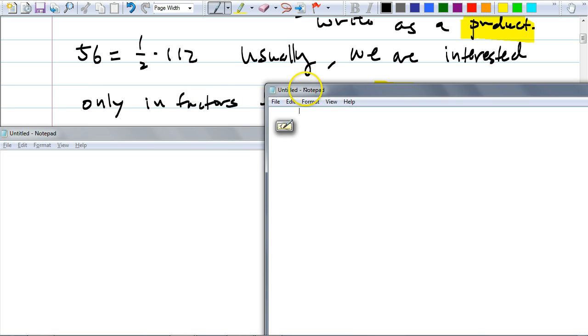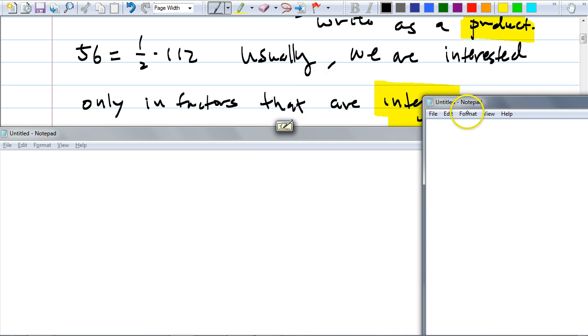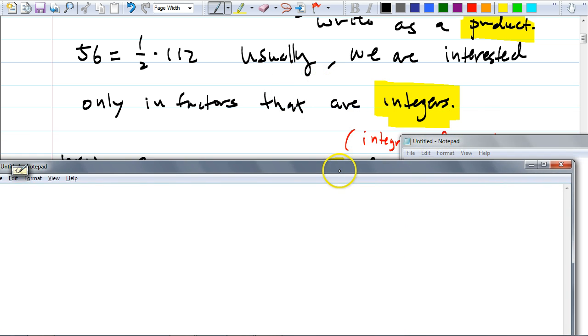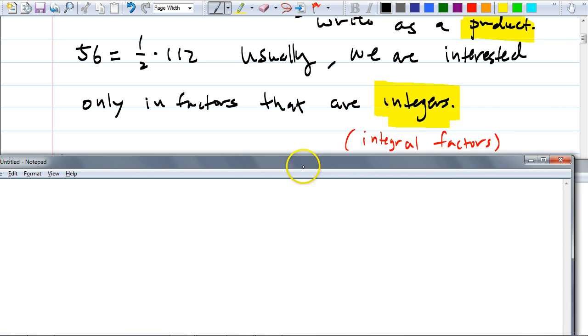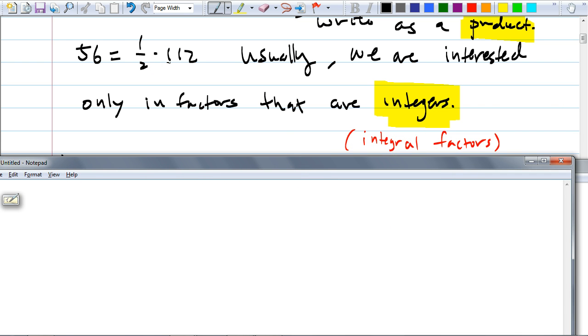So we're interested only in factors that are integers, and there's a name for it. We call them integral factors. You see how integral sounds like integer? So you can think of it that way. You may see this on the test or your homework. They may ask you to write down the integral factors of some numbers. It just means the factors that are integers, right? Because half is not an integer, is it? Again, integers are like 0, 1, 2, 3, 4, and then -1, -2, -3, and so forth. No decimals or fractions.